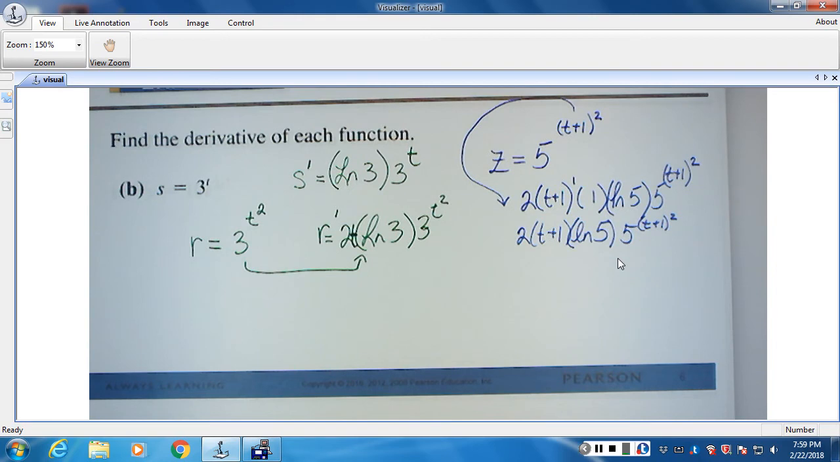Does anyone want to ask a question before we do anything else? I'm trying to present you with the simplest cases, but still make you aware that chain rule didn't go away. Chain rule's still there.